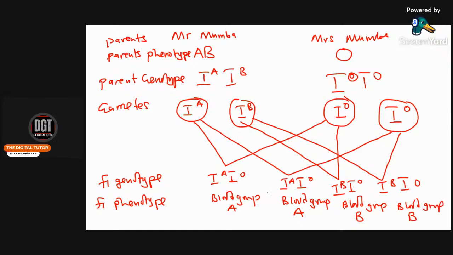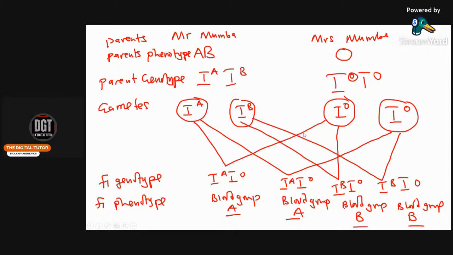So the only chance that Mrs. Mumba could have is a child with blood group A and blood group B. This one goes with that one, A. This one goes with that one, A. I guess I've done the proper crossing here. So the only possible is blood group A and blood group B. That is the child.